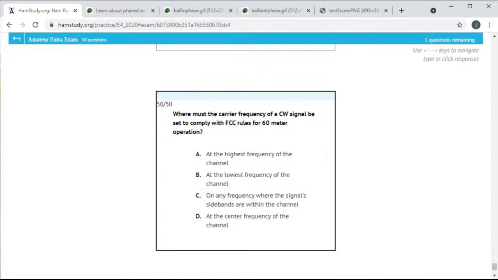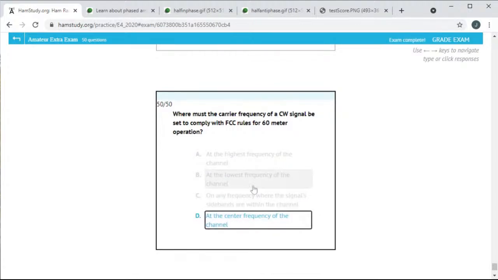Yes, I see you commenting there, Joseph, and I will read it in a moment. But I want to finish this up. Where must the carrier frequency of a CW signal be set to comply with FCC rules for 60-meter operation? A, highest frequency, B, lowest, C, any frequency where it's in the signal sideband within the channel, D, center. For 60 meters, everything is centered.